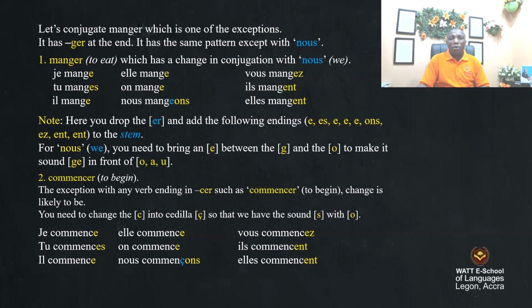Il commence. Elle commence. The C before the O for the nous has been changed into cedilla simply because with letters like O, A, U, if you do not change the C into cedilla, you get the sound K, like coffee. So the nous commençons will be pronounced nous commenkons, which is not right. So note that at any point in time when you are doing such conjugation, pay attention to the verb. If it is CER, make sure you bring a cedilla. If it is GER like manger, make sure you bring an E before the O.